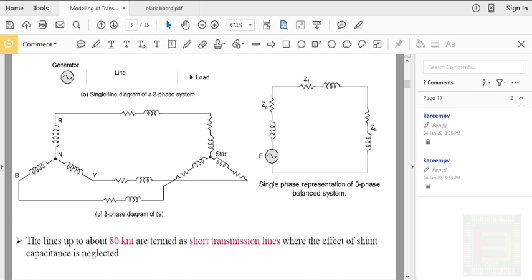Here in this example you can see that this is the source impedance and this is the transmission line impedance. So this is the representation of the transmission line, and ZL is the impedance of the transmission line. In this ZL we will be neglecting the capacitance, because if you compare the line parameters in case of short, medium and long transmission lines, the effect of the capacitance in case of a short transmission line will be lesser or negligible. That is why such a simple representation of the transmission line is possible.